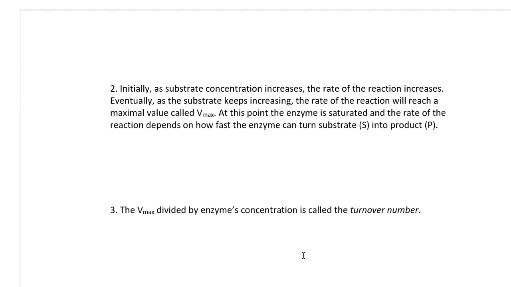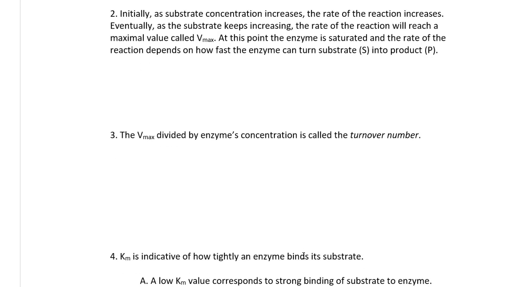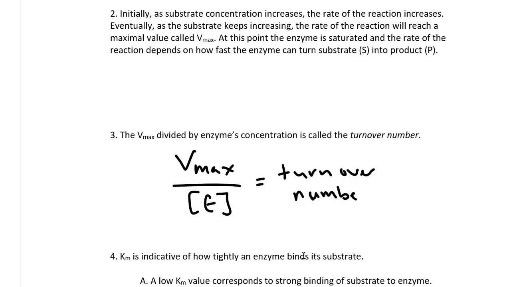Initially, as substrate concentration increases, the rate of the reaction increases. Eventually, as the substrate keeps increasing, the rate of the reaction will reach a maximum value called Vmax. Remember, reach, it will never really get to it. At this point, the enzyme is saturated, and the rate of the reaction depends on how fast the enzyme can turn substrate into product. The Vmax divided by the enzyme's concentration is called the turnover number. So if I take the Vmax and divide it by the enzyme concentration, I get a unique number for that enzyme, which is called the turnover number, which gives me the ability to calculate the Vmax at any concentration for that enzyme.